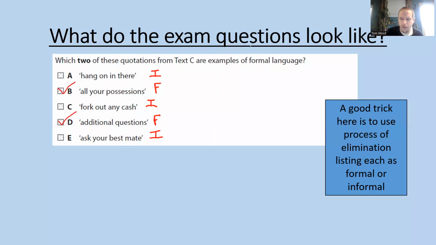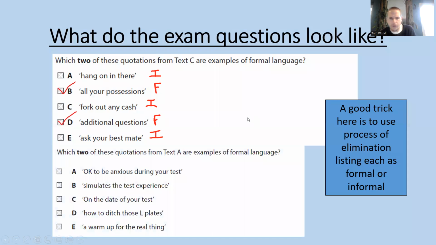So let's have a look at one more of these. We've got another question here: which two of these quotations from text A are examples of formal language? So we're looking for the formal language here. These questions are pretty much identical for level 1 and level 2. The only difference is that the level 2 questions might be a little bit harder to spot, but really they're testing the same skills. So it's nothing to worry about.